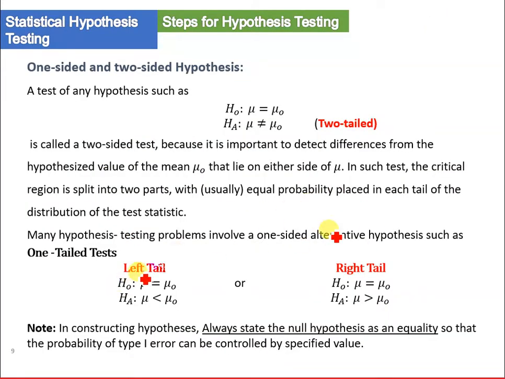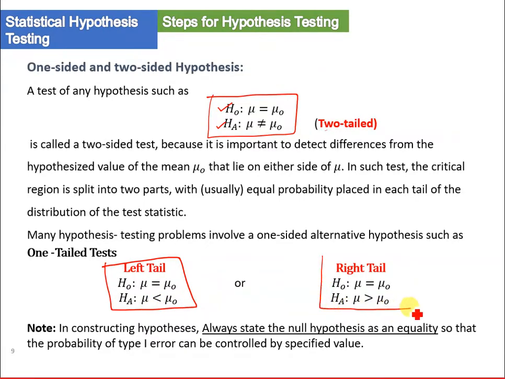Again, this is what I explained before. If it is a two-tailed test, we have H naught: mu equal to mu 0, and the alternative hypothesis mu not equal to mu 0. For the left-tailed test, mu equal in the null and mu less than in the alternative hypothesis. And here the alternative hypothesis is greater than. So these are the two categories of one-tailed test, and this is the two-sided test. Two-sided or two-tailed, we can use different names for this. As I said, different books use different criteria.